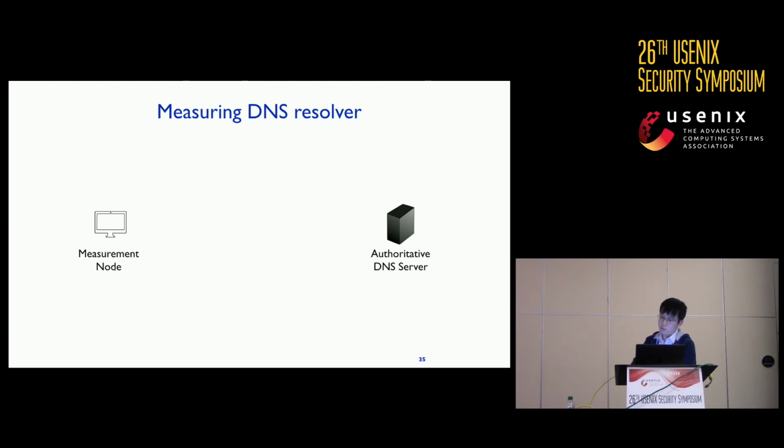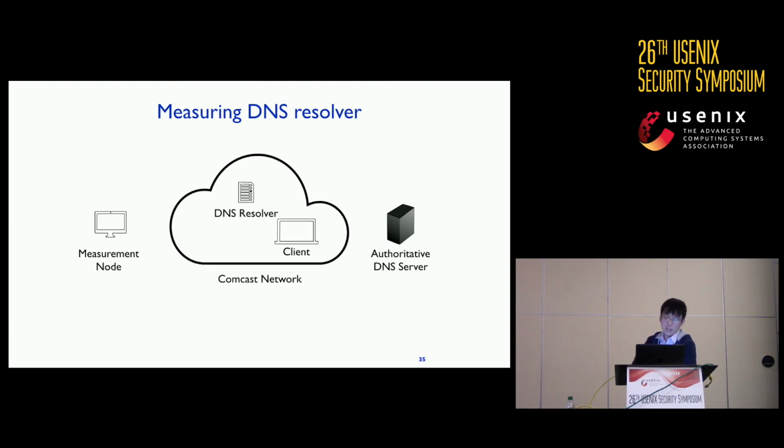Let's say a DNS resolver in the Comcast network, and you want to measure the resolver by just sending a query. But it won't work, as most of the resolvers will respond only to the local client. So for example, the Comcast DNS resolver only responds to the nodes in the Comcast network.